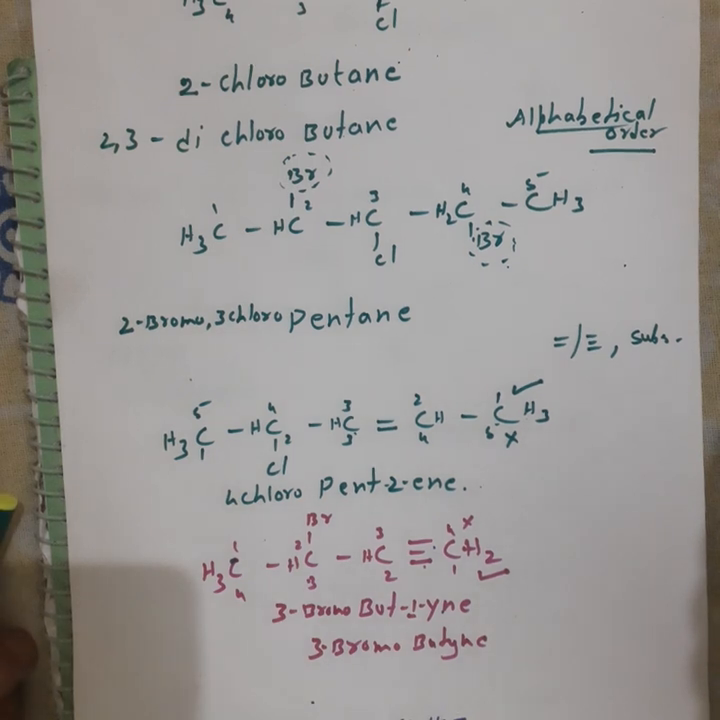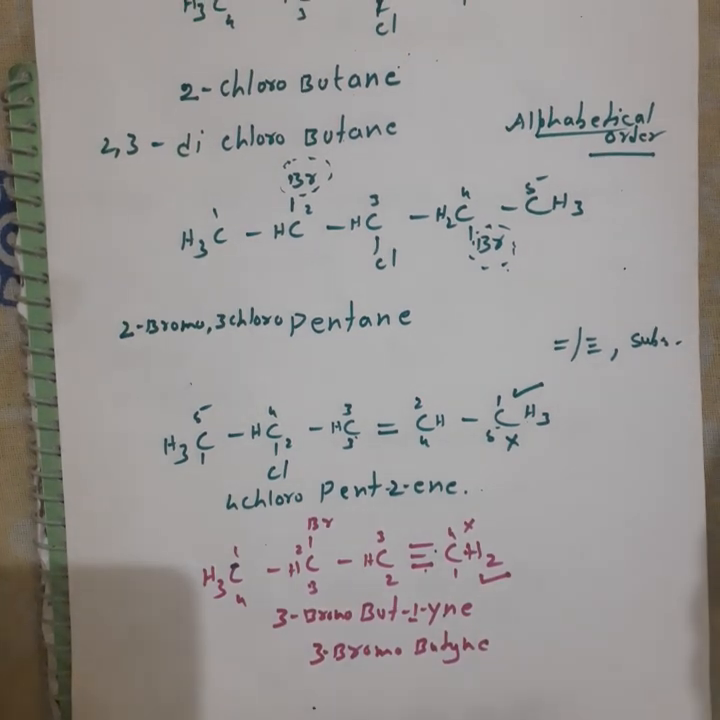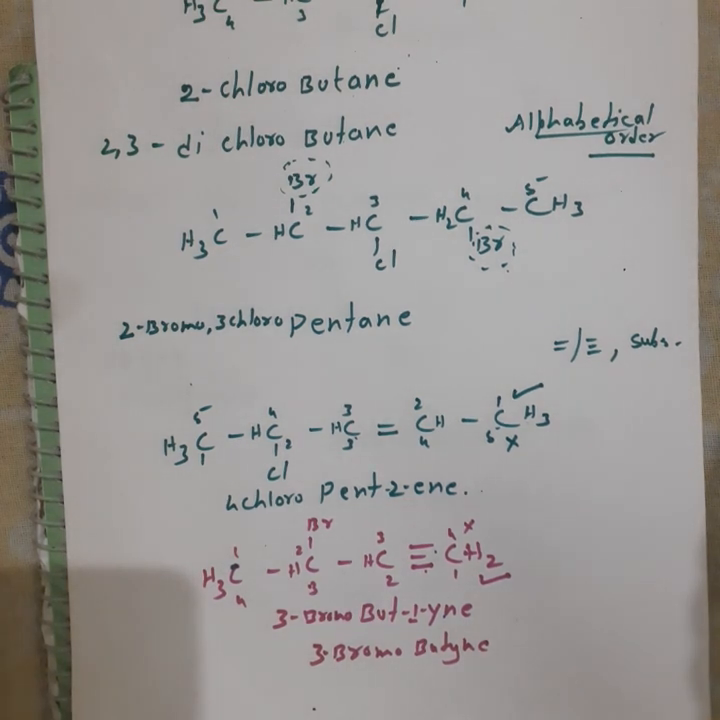Okay, children. So this was about how to name a compound when you have a double or a triple bond and a substituent atom or group. Next session we will talk about how to name a hydrocarbon with a functional group.